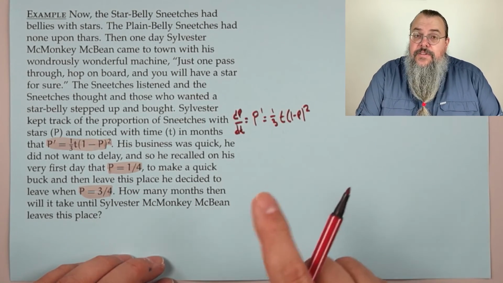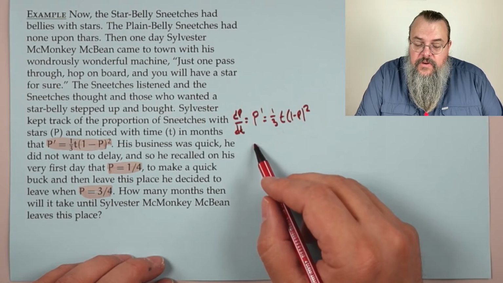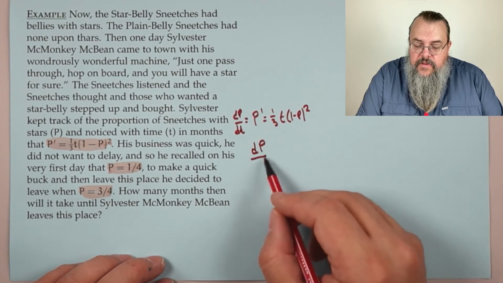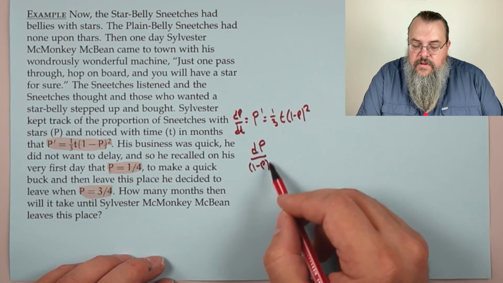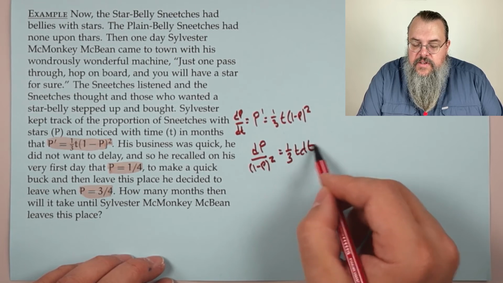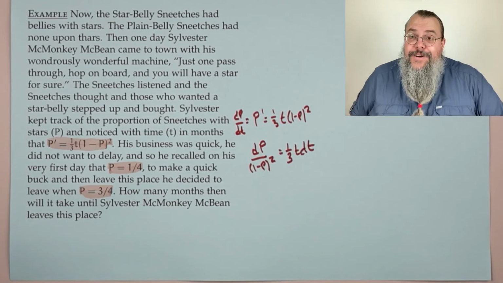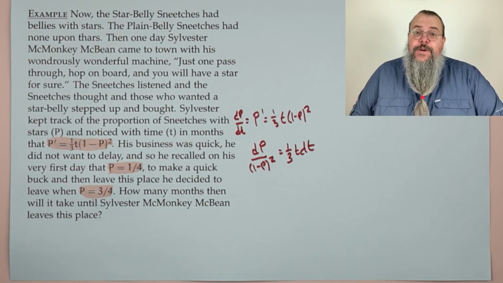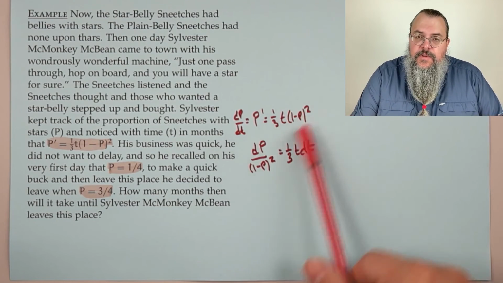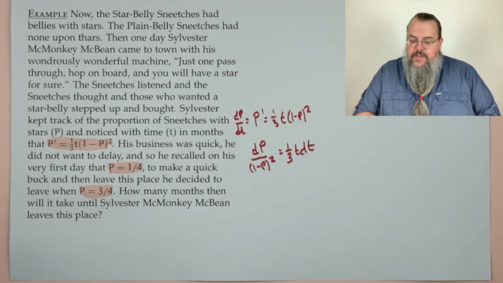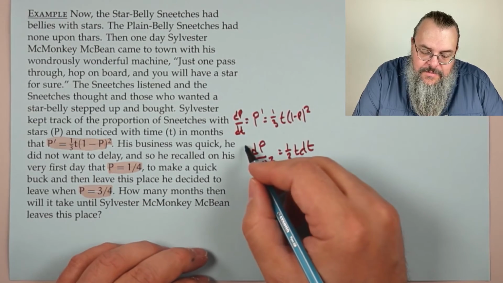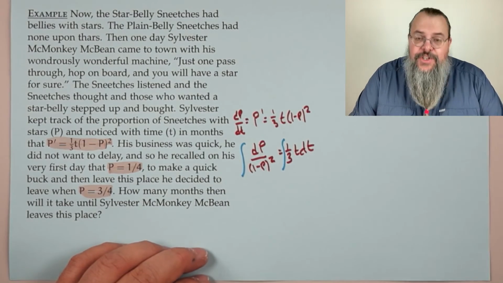And so let's separate. So dp, and we'll move the 1 minus p squared across, is equal to 1/3 t dt. All right. Now we have separated. Not much had to be done. We moved the dt across, moved the 1 minus p squared across. Okay, cool. What comes next? Well, it will not surprise you, it is integration.